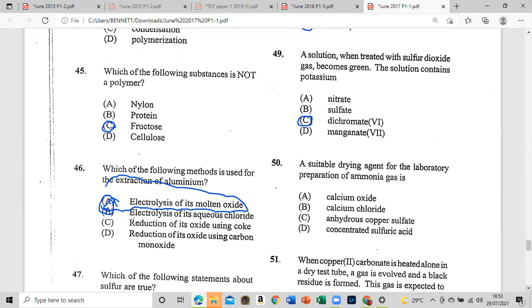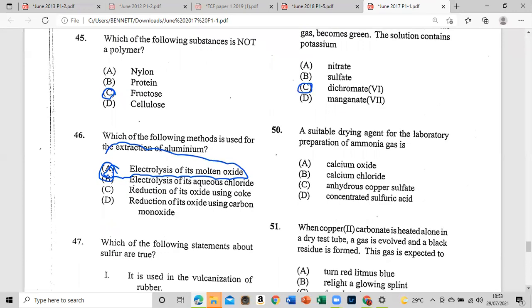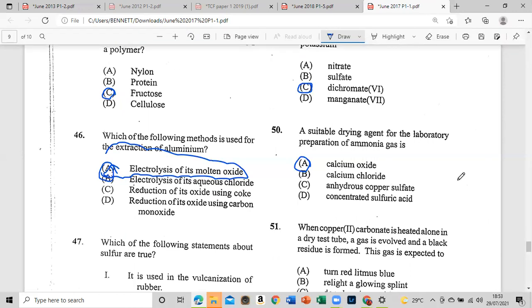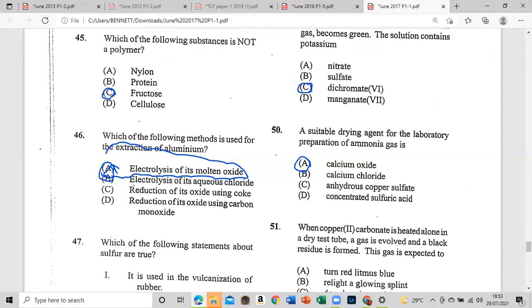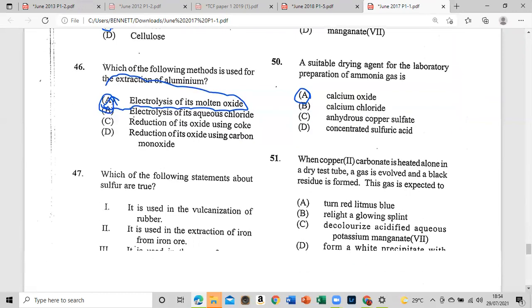I'm only human. 50. A suitable drying agent for the laboratory preparation of ammonia gas is it A, calcium oxide, B, calcium chloride, anhydride, copper sulfate, or is it concentrated sulfuric acid? And that is calcium oxide. So 50 is A. Just 10 to go, and then you can get some rest and come back tomorrow.